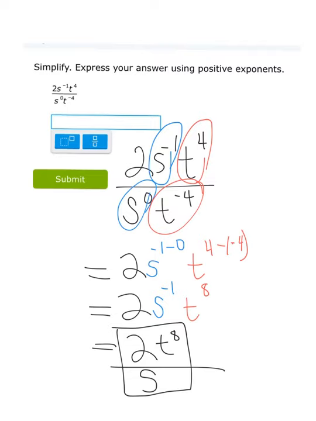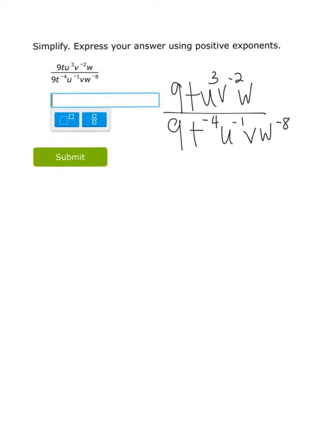Alright, last example. Alright, so we have 9 divided by 9, which would just be 1. So now I'm just going to look at the variables. So let's start with the t's. I've got t to the 1 minus t to the negative 4. So this would be 1 minus negative 4, which would turn into t to the 5.